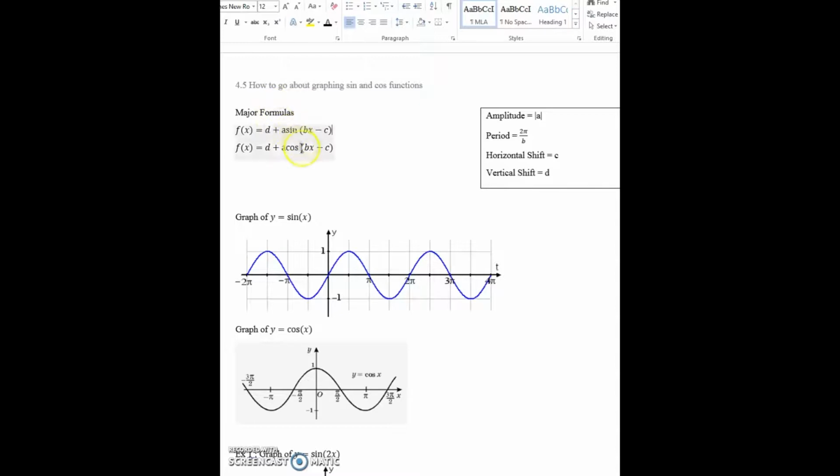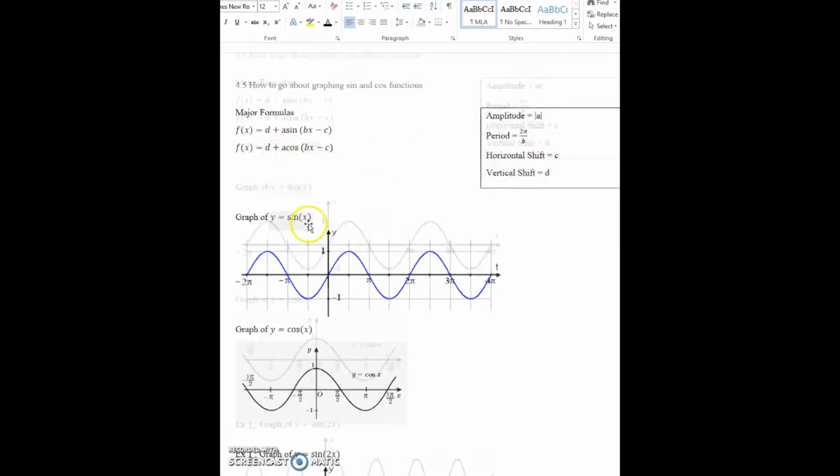Here we have the main formula for graphing sine equations. F of x equals d plus a sine bx minus c. The amplitude will be the absolute value of a, period 2 pi over b, horizontal shift c, and vertical shift d. Right here is a standard cosine equation and it's very similar to the sine because all these values stay the same.